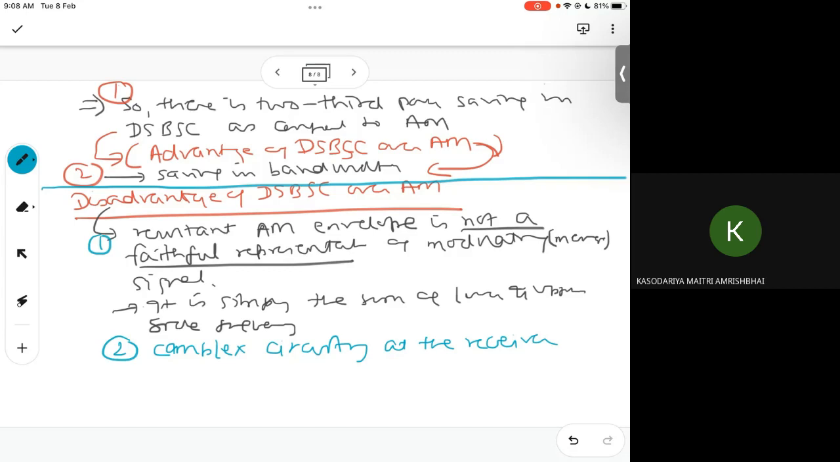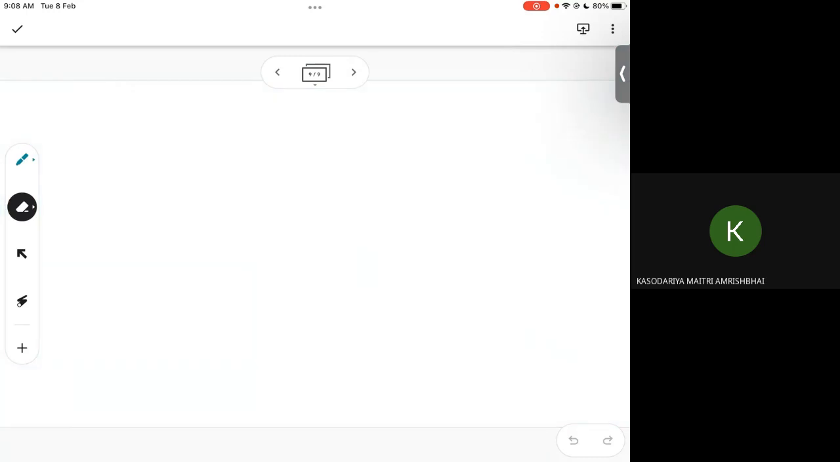So, sorry, not saving in the bandwidth. Sorry, this I put it wrong. I will talk about that. So this is the advantage and disadvantage. Now let's talk about the bandwidth of the double sideband suppressed carrier. Bandwidth is the same because still if you see, a carrier frequency is still there to transmit. So the advantage is that you are getting the 2/3 power saving. Disadvantage, not a faithful reproduction of the message signal, and complex circuitry. And let's talk about the bandwidth separately.